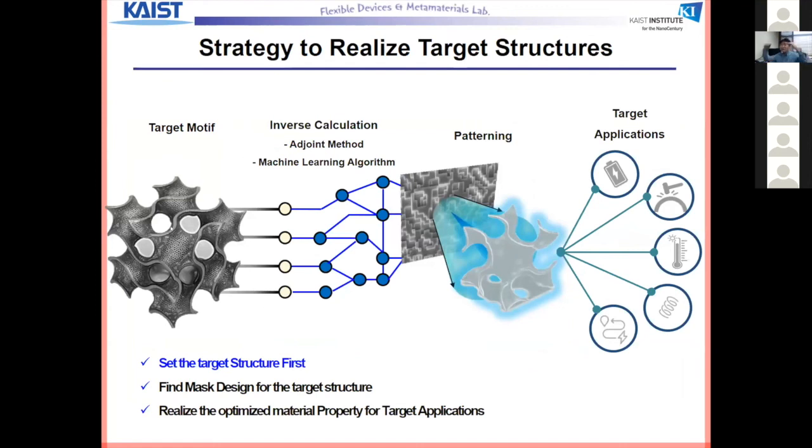so far we just have a certain phase mask, and we make a certain structure. Using that structure, we made the application. Now we just optimize the target motif. Using those inverse calculations, we find the required mask which we were unable to make before, and then using this mask, we make the target structure and we make the best performing materials. That's our current research goal in our center.